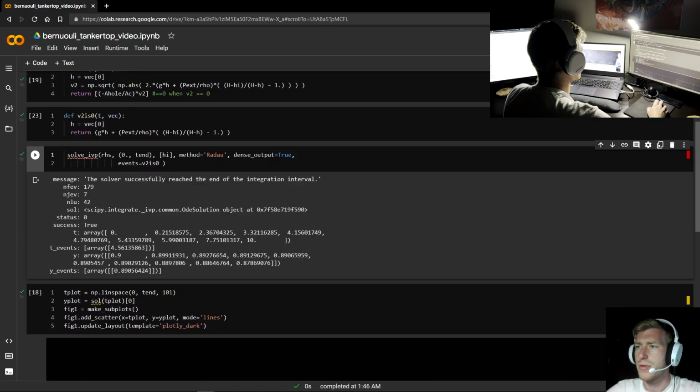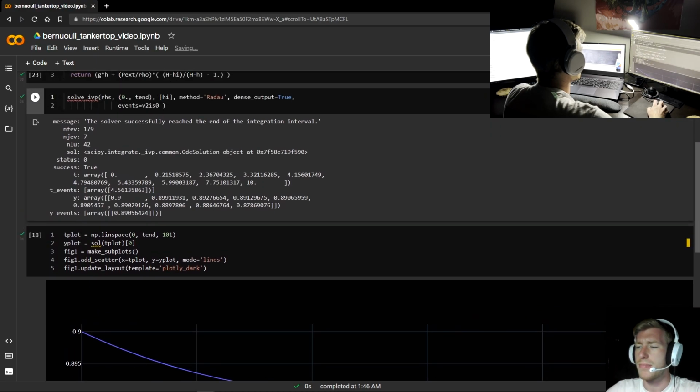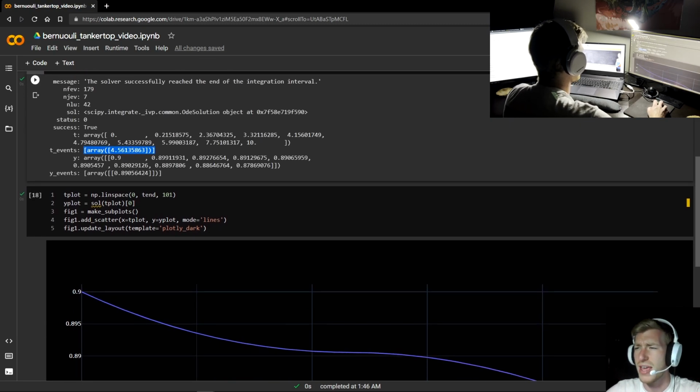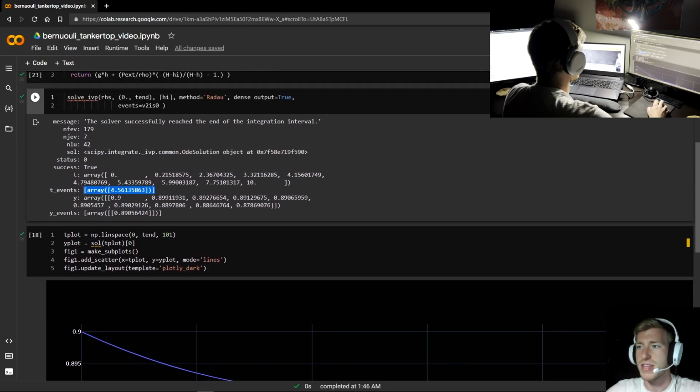Success is true. I'm assuming that means that it reached 0. So that is t events. Yes, so t events right here. At 4.56135863, we hit an event and it stopped. So I think that's good. I think that means it did in fact hit an event.